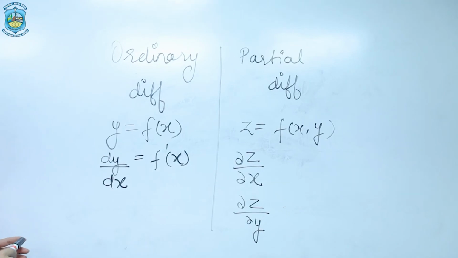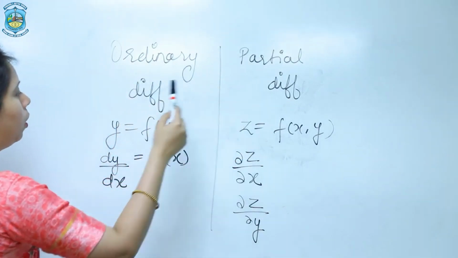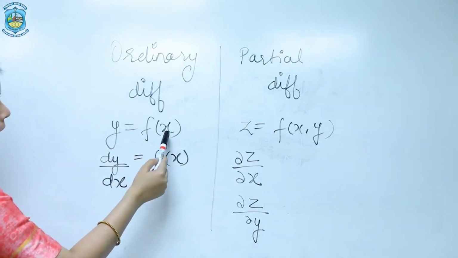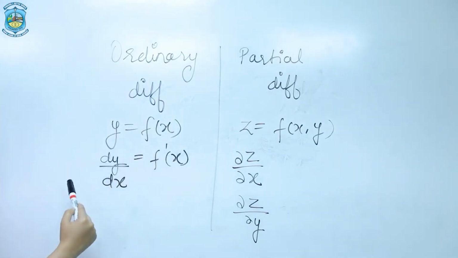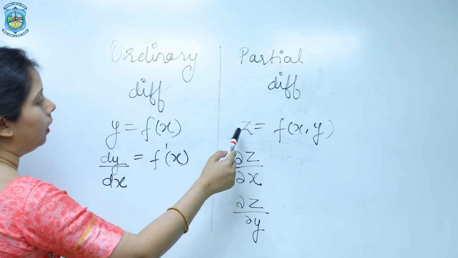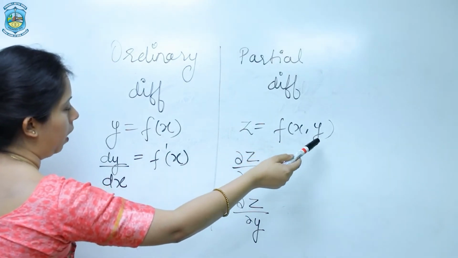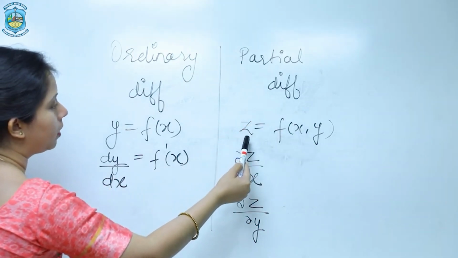So now one can make the difference between ordinary differentiation and partial differentiation. When the function is expressed in terms of one independent variable, we use ordinary differentiation to find the derivative of the function, whereas when the function is expressed in terms of two or more than two independent variables, we partially differentiate the function to get the respective derivatives.